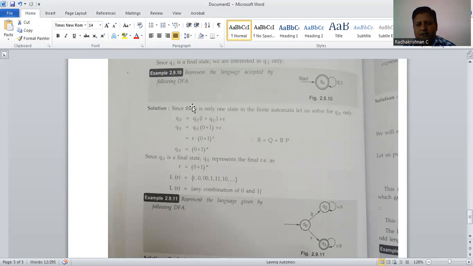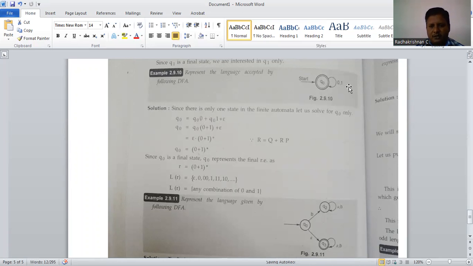Q0 is the starting state, and it is also represented as a double circle, which we represent as the final state. So the states are 0 and 1. What is the value of the state? First, we write the state equation. How many transitions are there for Q0? Only self-loops are available along with the 2 inputs, so we represent 2 transitions.